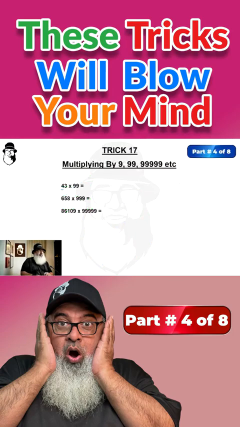We have 2 digits here and we have 2 nines here. So the first step is you subtract 1 from this number, right? That's the first part of the answer. It will become 42. And then the second part of the answer will come: whatever the first part is, you subtract each digit from 9. 4 from 9 is 5, and 2 from 9 is 7, and that's our answer, 4257.